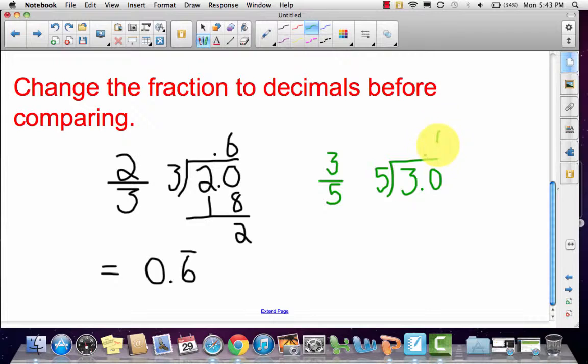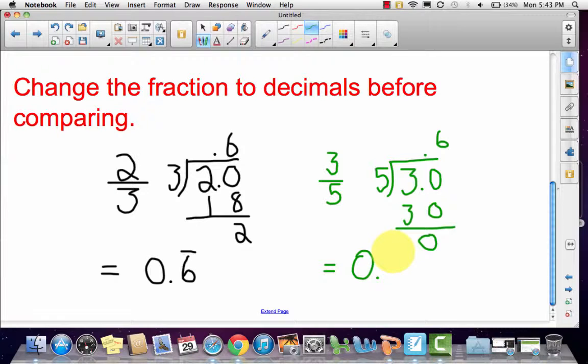5 goes into 30 six times. 6 times 5 is 30. I subtract and I get 0. So this is actually a terminating decimal. 3/5 is equivalent to 0.6.